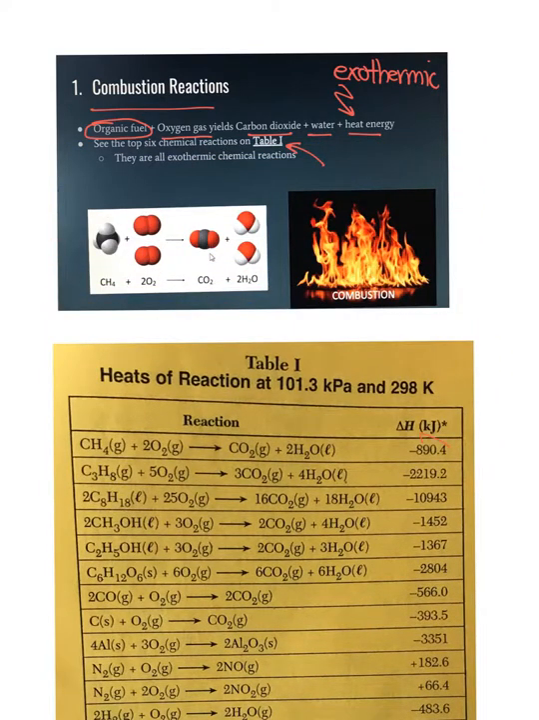Let's get a pen. And they're all giving off heat. That's what fire does. It gives off heat, and so it is an exothermic reaction. The way we recognize these is by looking at the products. Let's find it right here. And we see that they're always going to be carbon dioxide and water.